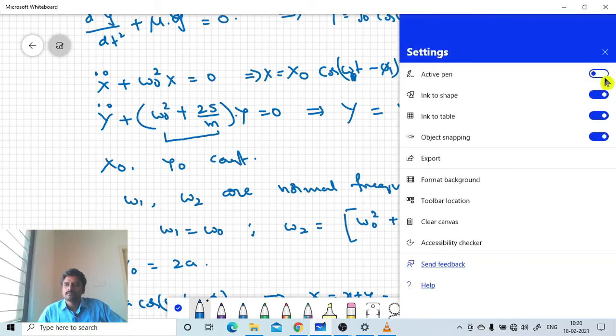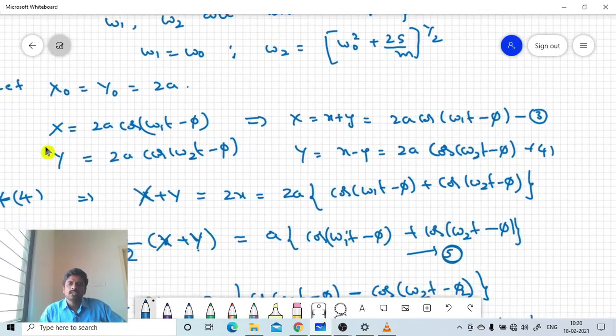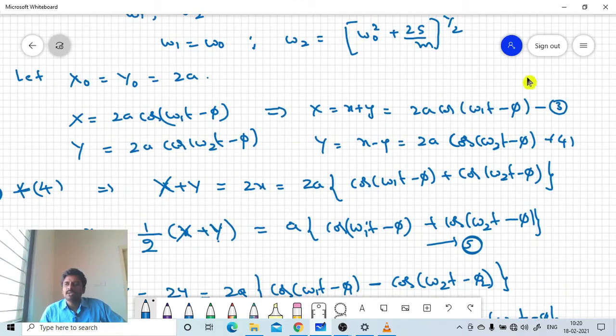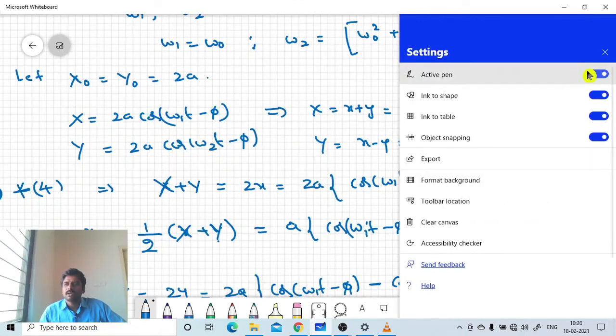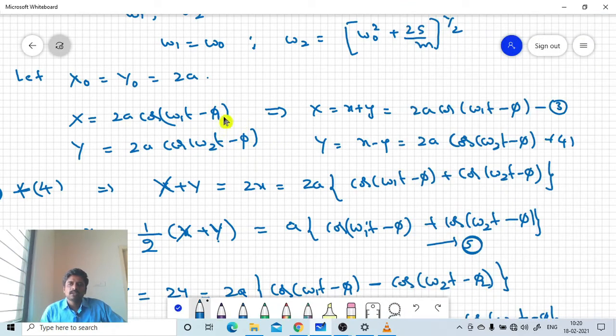Here also we will get phi 1 and phi 2 for all terms. The x value has phi 1 and the y value has phi 2.